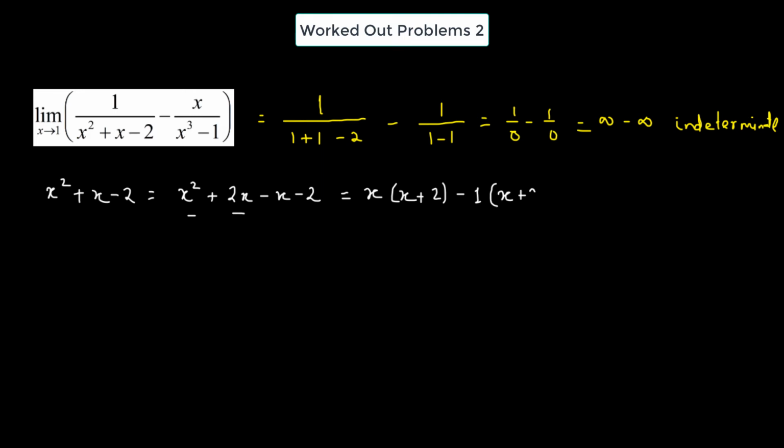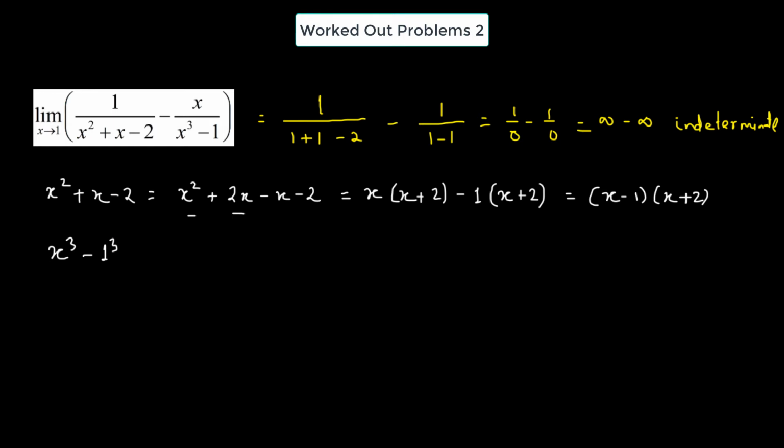That leaves us with x plus 2, which gives us finally x minus 1 times x plus 2. So this is going to be the factorization of x squared plus x minus 2. Then we have x cubed minus 1 in the denominator of the second rational function. So that can be rewritten as x cubed minus 1 cubed.